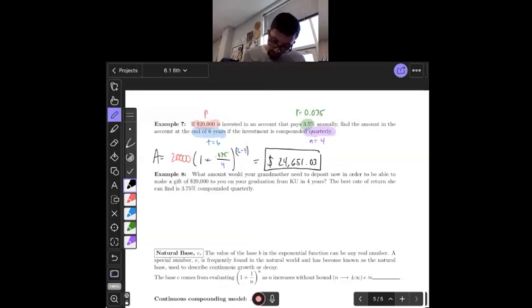What amount would your grandmother need to deposit in order to be able to make a gift of 20,000 to you on your graduation from KU in 4 years? Best rate of return she could find is 3.75% compounded quarterly. So here we've got our rate, our N value, our time. What would she need to deposit? That means this is the question. Our P value is our question, and she wants the end result to be 20,000.